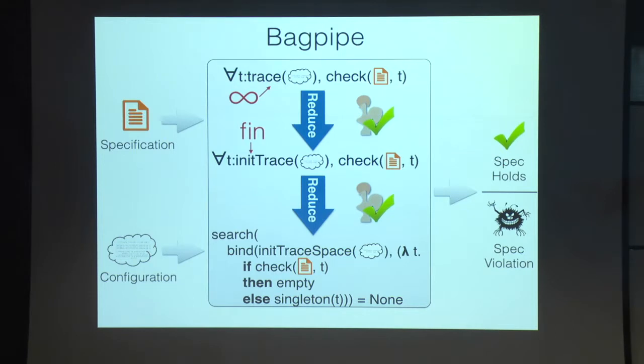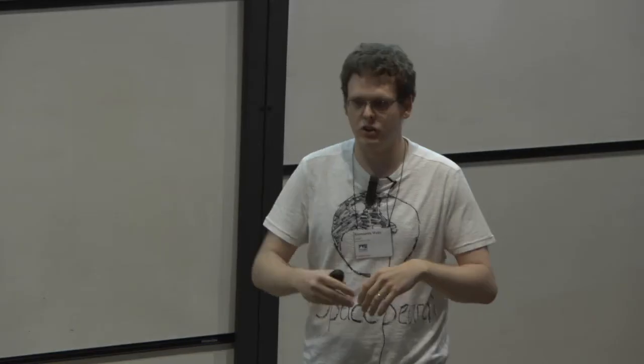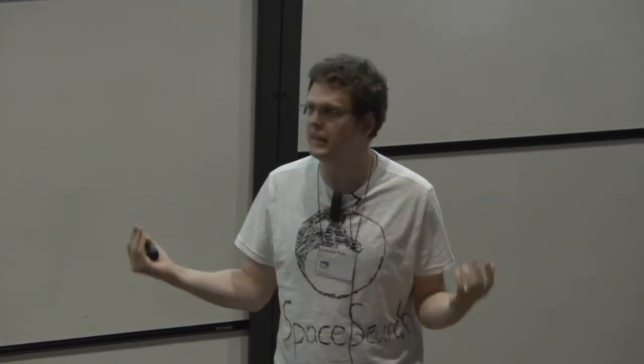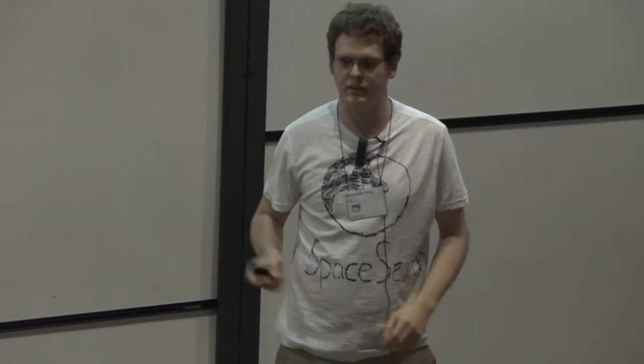If it holds, we return empty. If it doesn't, we return a single counterexample. Now, what does this mean? This means if the check actually works for all traces, then we're going to return empty for every trace. Bind is going to union all of these empties. We're going to get empty, and the search is actually going to return none. If, however, we have a counterexample, the search will find the counterexample.